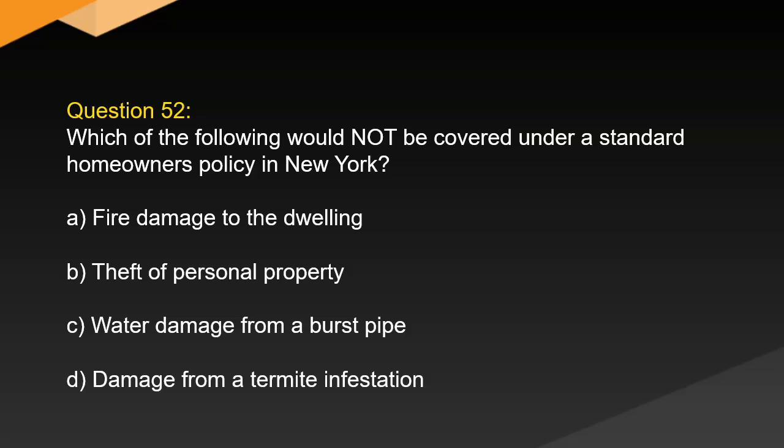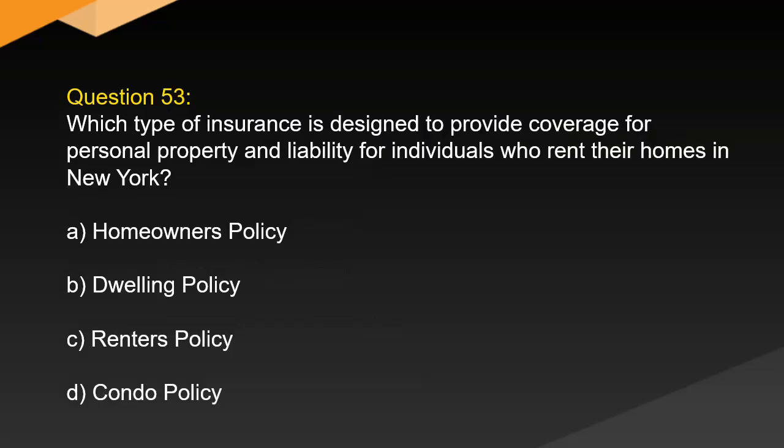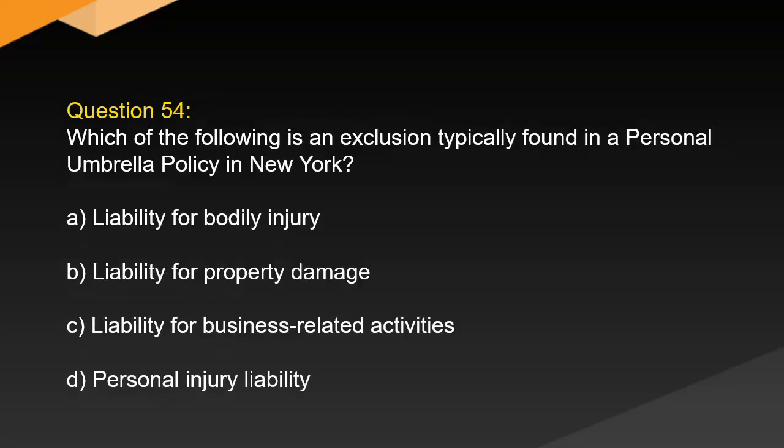A. Fire damage to the dwelling. B. Theft of personal property. C. Water damage from a burst pipe. D. Damage from a termite infestation. Question 53. Which type of insurance is designed to provide coverage for personal property and liability for individuals who rent their homes in New York? A. Homeowner's policy. B. Dwelling policy. C. Renter's policy. D. Condo policy.